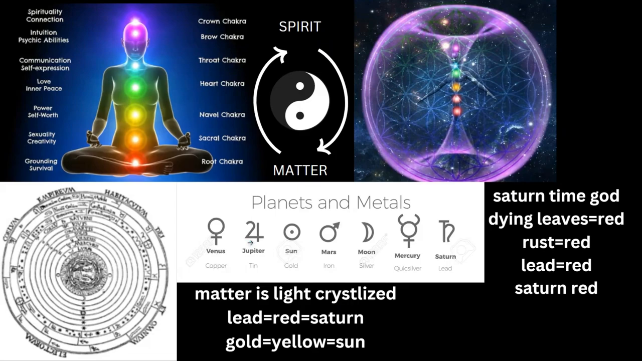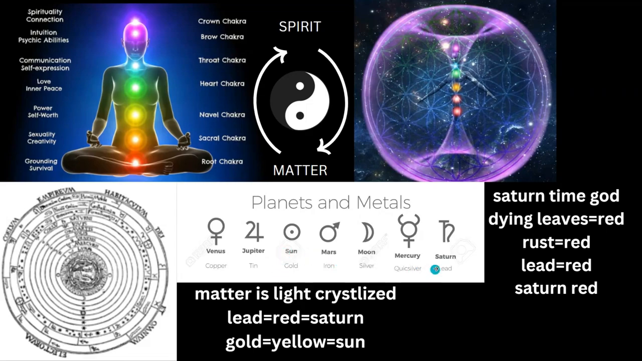The planets are light. Specific frequencies and vibrations of light. When these lights, or the planets, materialize, they turn into the seven metals. Saturn turns into lead. That's why lead is red. Saturn is red. The sun turns into gold. That's why the gold is yellow, and the sun is yellow.